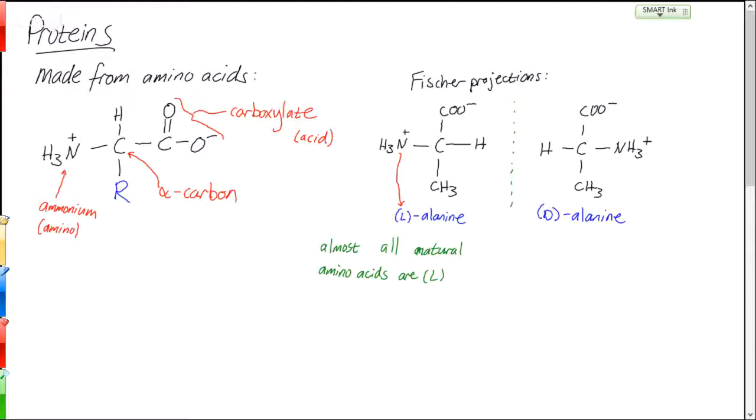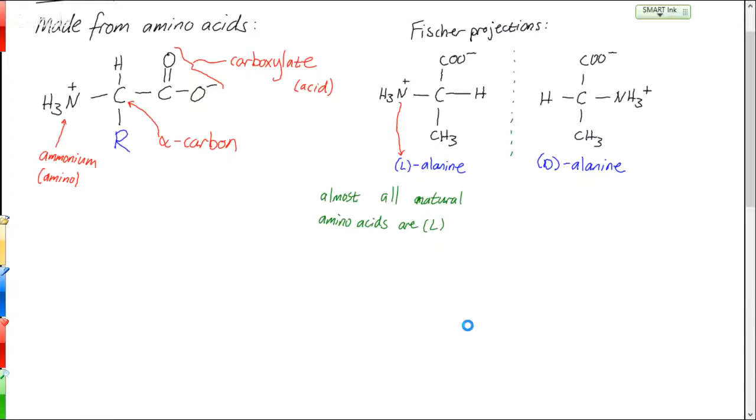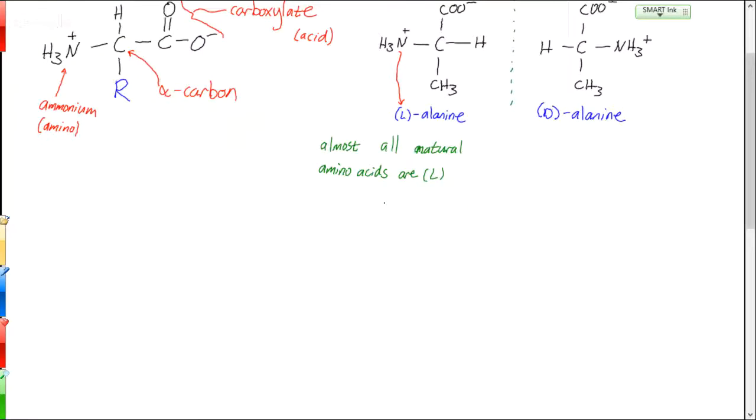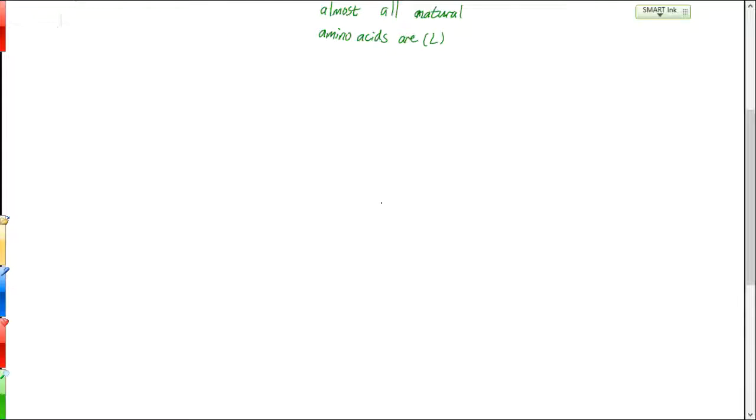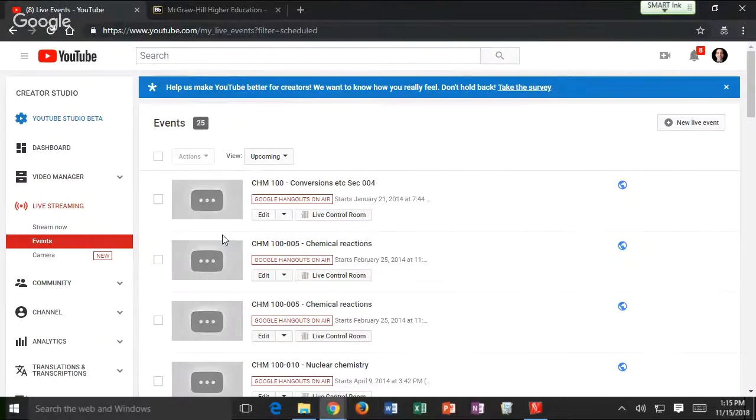At best, a little bad for you. Or I guess at best, you just won't use it. At worst, it'll hurt you. The most natural amino acids are L. I'm going to show you a table from your book of amino acids. You don't have to memorize names of amino acids.